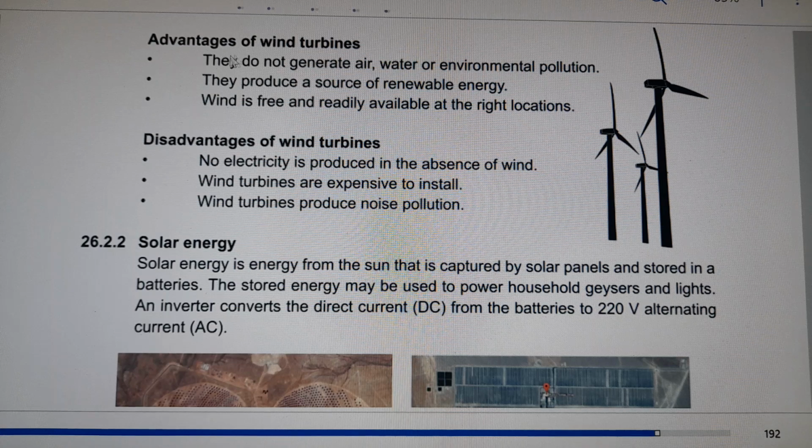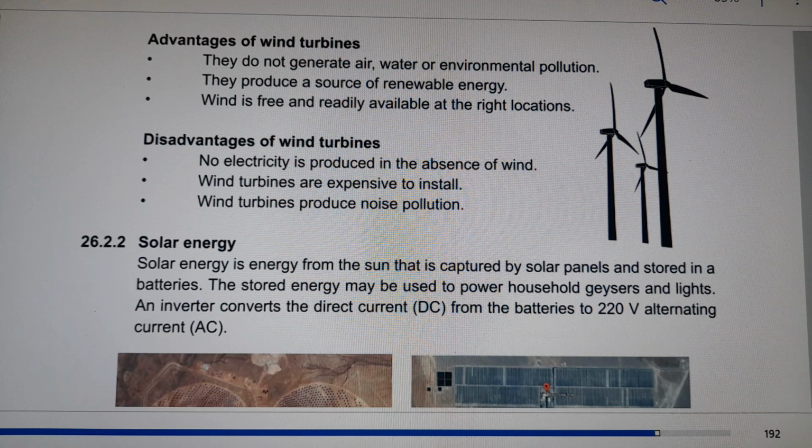And then the advantages of wind turbines: they do not generate air, water, or environmental pollution. That is good, no pollution at all. They produce a source of renewable energy, and wind is free and readily available at the right locations, not any location. And what are the disadvantages of wind turbines? No electricity is produced in the absence of wind. So if there's no wind, there's no electricity. Wind turbines are expensive to install, and wind turbines produce noise pollution.